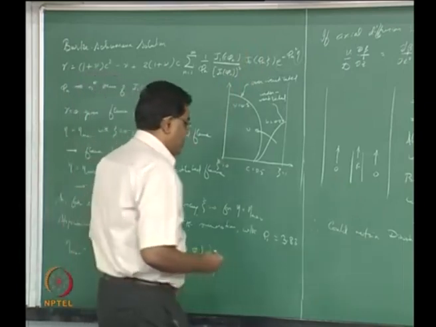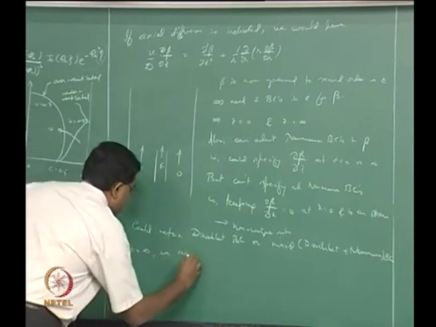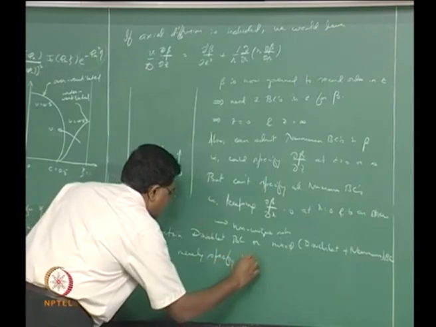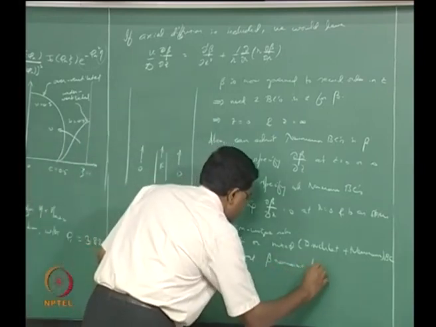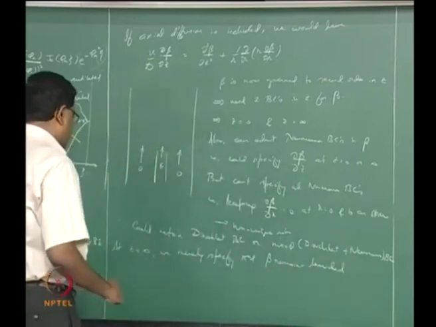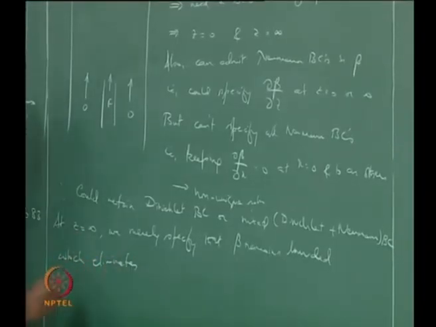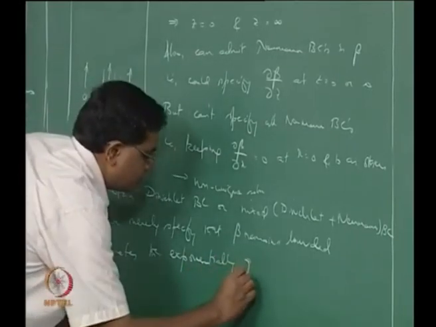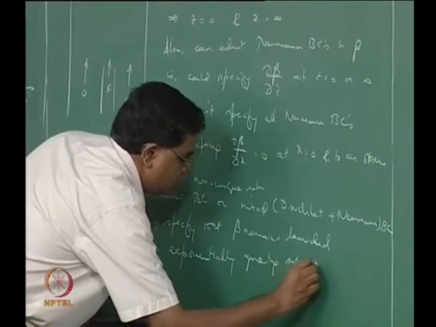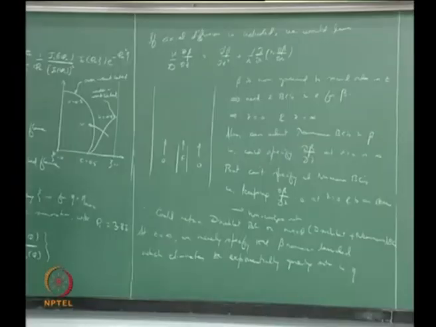Alright, so at z equals infinity we merely specify that beta remains bounded, which eliminates the exponentially growing solution in beta, in eta, I'm sorry, and retains only the exponentially decaying solution in eta as before.